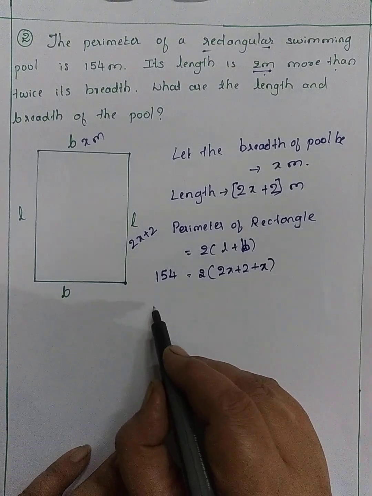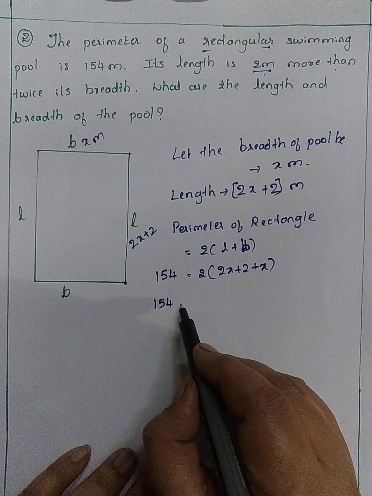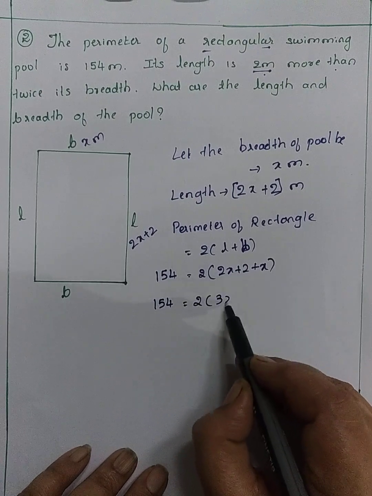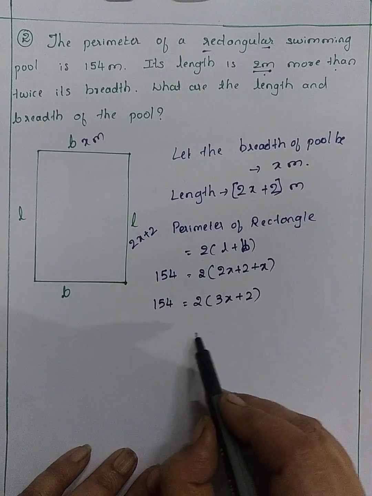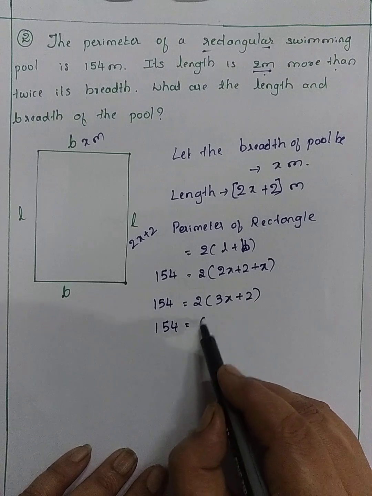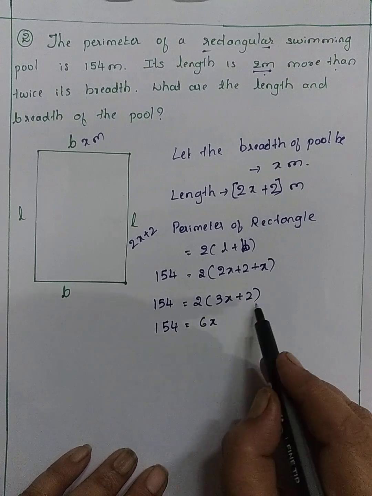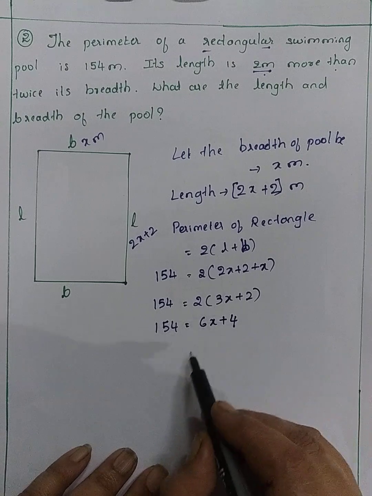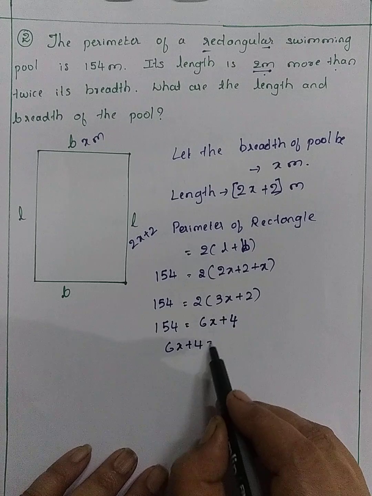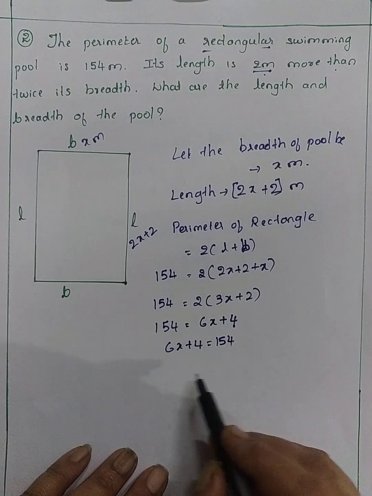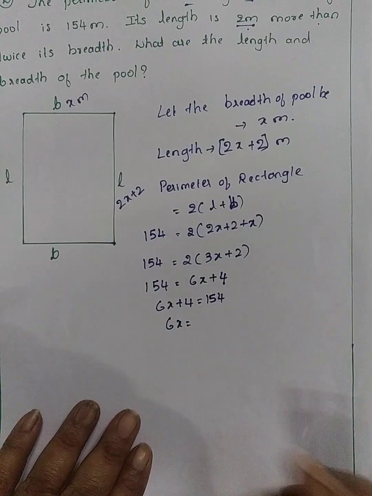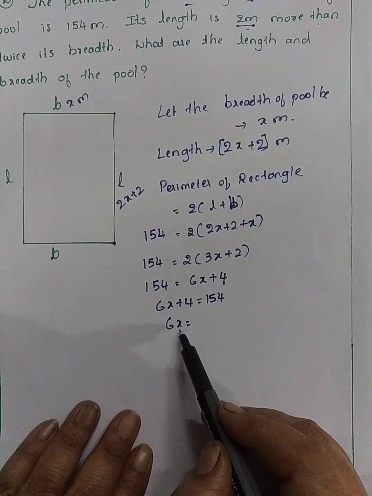Now simplify. That is 154 equal to 2 into (2x plus x), that is 3x plus 2. Next, 154 equal to 2 into (3x plus 2), that is 6x plus 4. Or otherwise, you interchange the RHS, that is 6x plus 4 equal to 154. Why do you write 6x? Because the variable x is in the LHS.